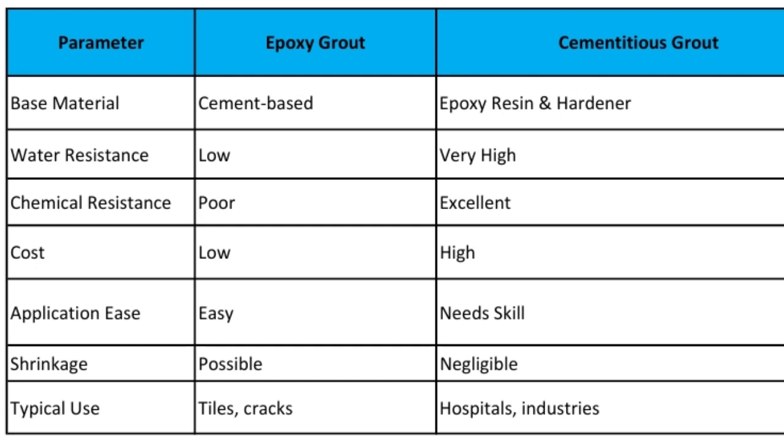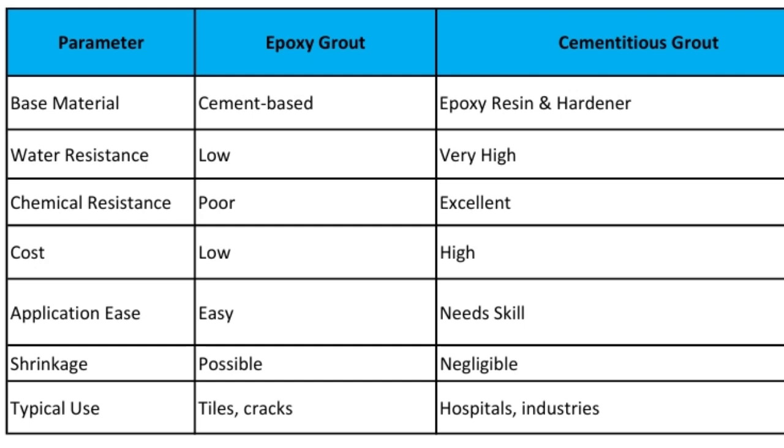And the application: cementitious grout is easy to apply and does not require skilled labor. But epoxy grout needs skilled labor, because you need to add the epoxy resin, mix it and fill it, and since it is a special type of material, you need special or skilled labor. And shrinkage: in cementitious grout, shrinkage is possible because it is cement-based, and with cement there can always be shrinkage. That is why you use non-shrink grout, so there will be no volume shrinkage when it sets.